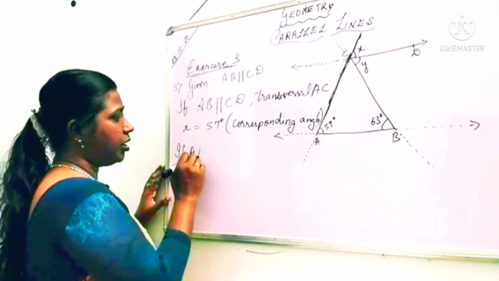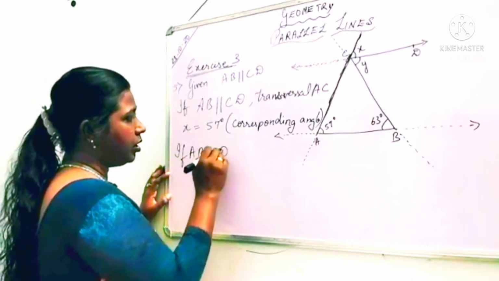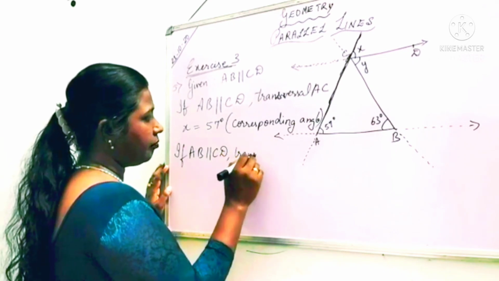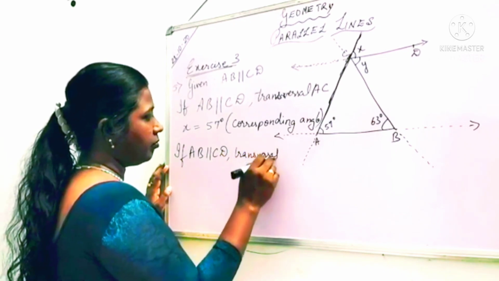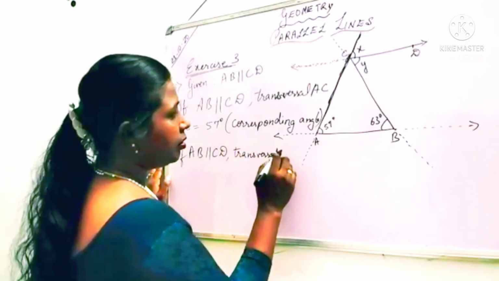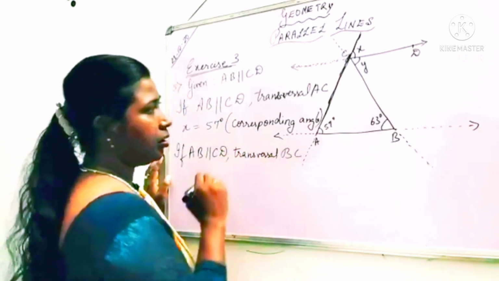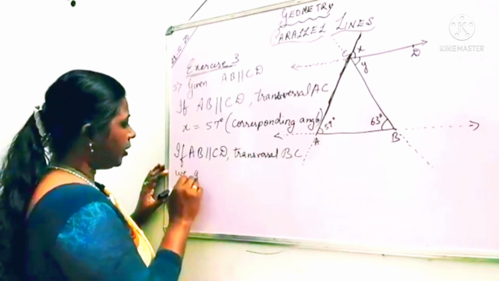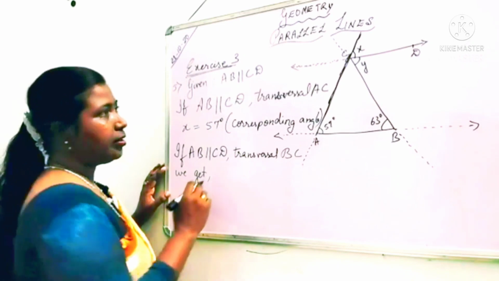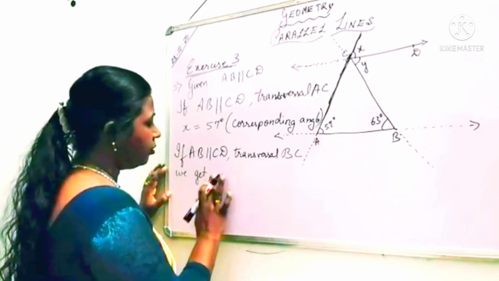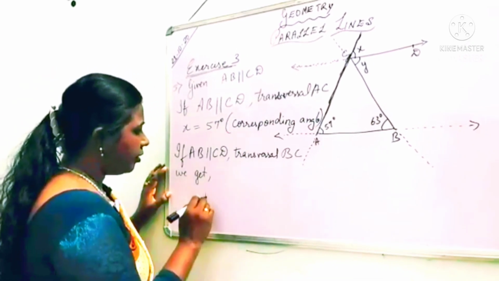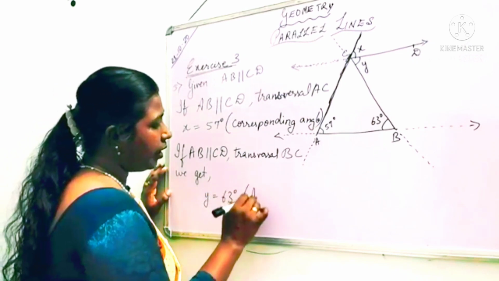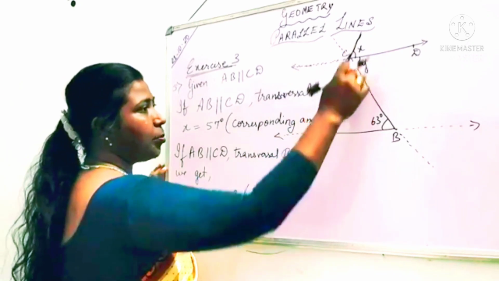If AB is parallel to CD, transversal BC, what are we getting? We get y is equal to 63 degree. How? By alternate, yes, it is the opposite part, na?